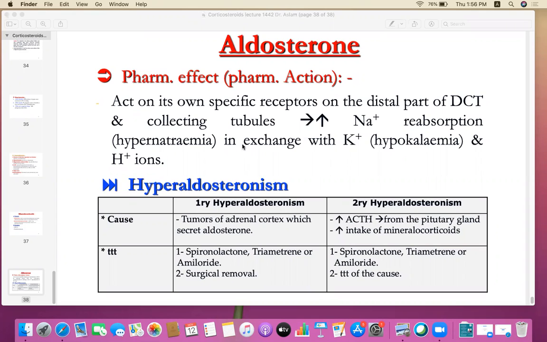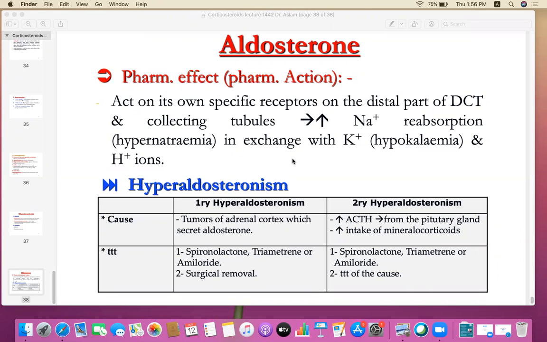So the first question, what happens in hyperaldosteronism? It will increase the potassium concentration in the blood and hypertension. How can you treat it? You need spironolactone. What is spironolactone? It is a potassium sparing diuretic. It will save the potassium in the blood.